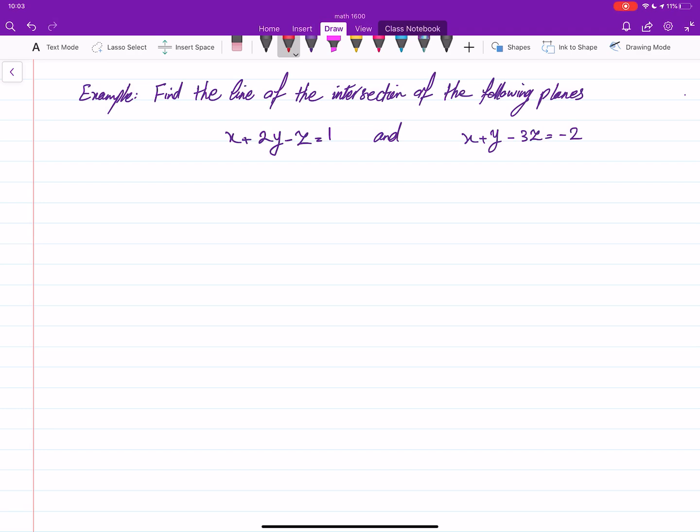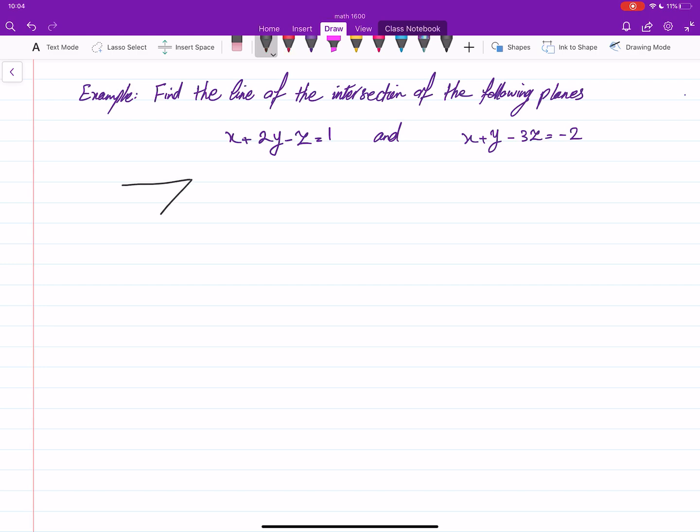Hi, in this video we use Gaussian elimination to find the intersection of two planes or two lines. One thing to remember is that when we have two planes, if they intersect, the intersection line is basically the set of solutions of the system given by the general forms of the planes. So to find the intersection of two planes, we need to solve this system.